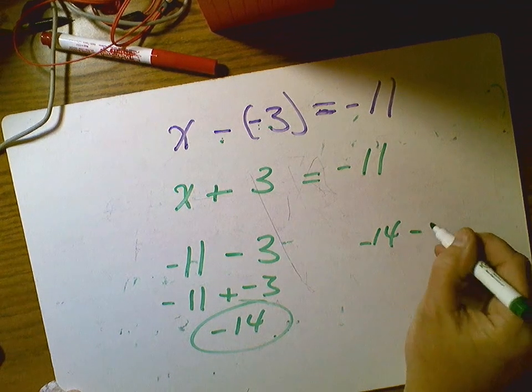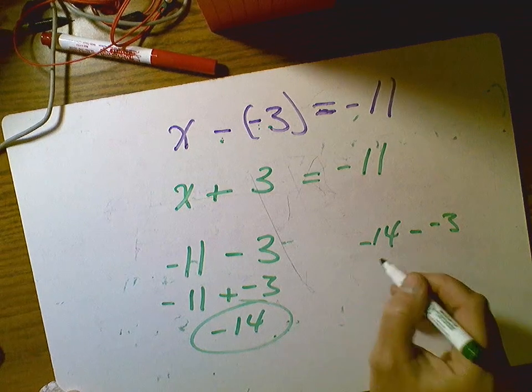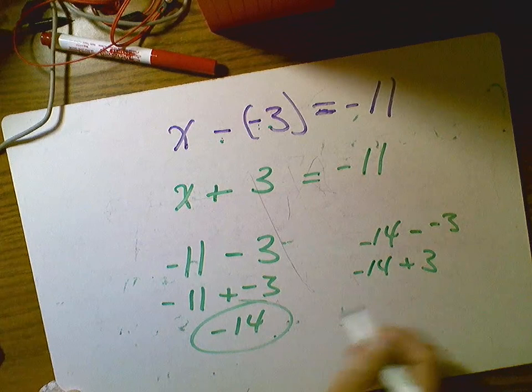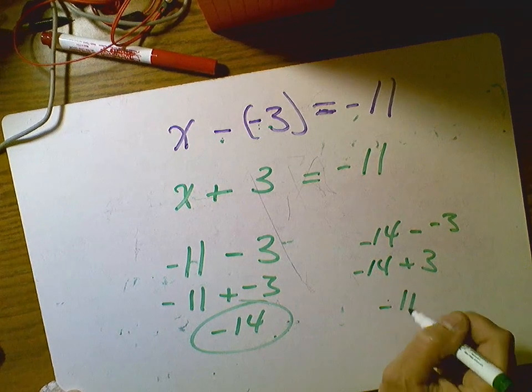And we can check our answer by plugging a negative 14 in here. Negative 14 minus a negative 3. We end up with negative 14 plus 3, and there we go. We end up with a negative 11, which checks.